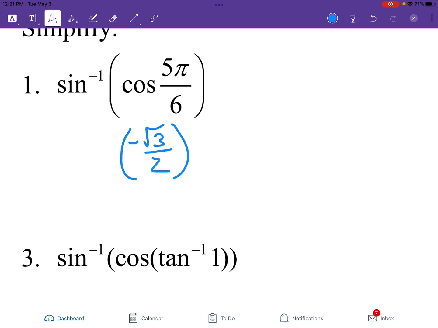So then we have to find the inverse sine of that. Now again, remember for inverse sine, we have to use only the right-hand side of the unit circle. And on the right-hand side of the unit circle, to find negative root 3 over 2, we got to go backwards on the unit circle. So it's going to be negative pi over 3.